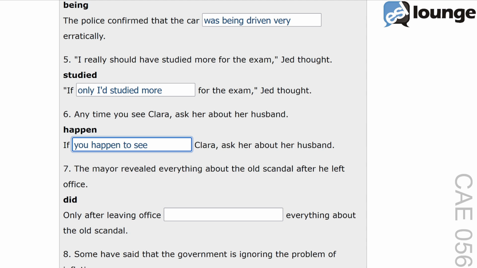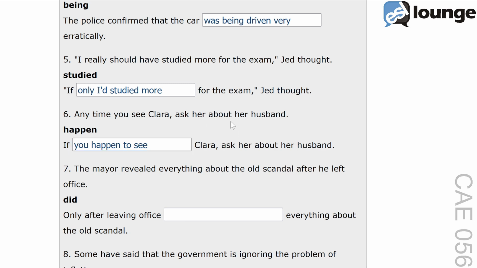The phrase "if you happen to see" means by chance or coincidentally seeing someone. This structure is used to suggest that the action should be taken if the situation arises. Another example, "If you happen to meet her, give her my regards."